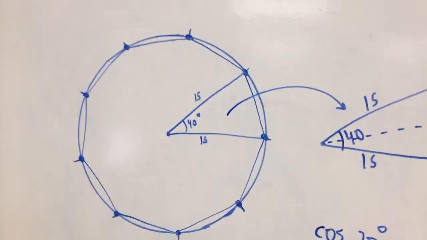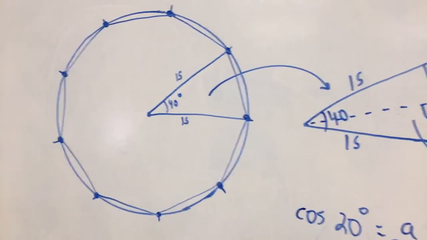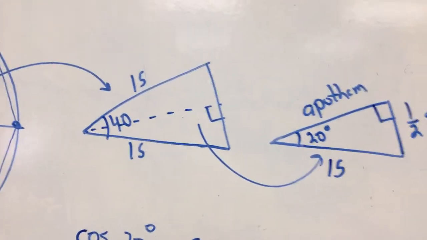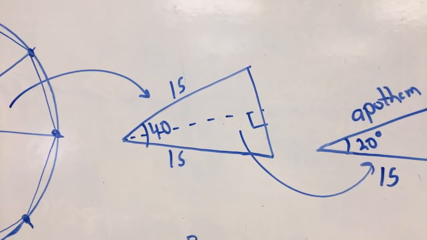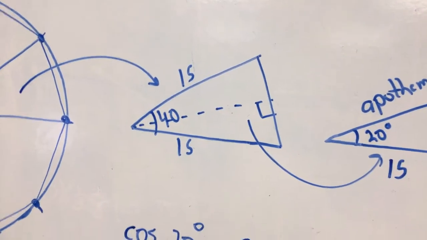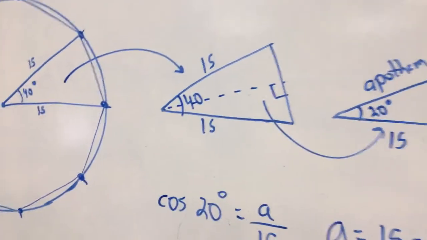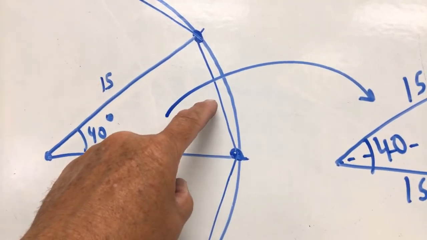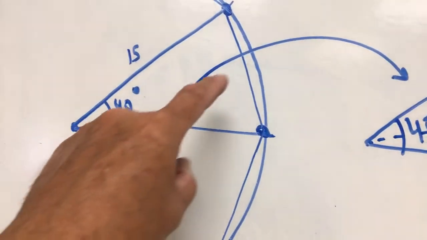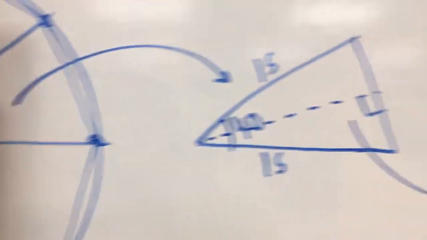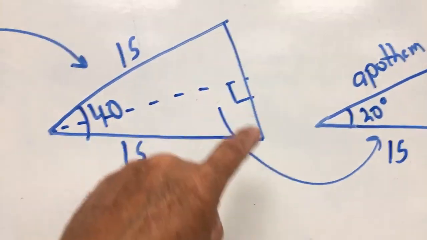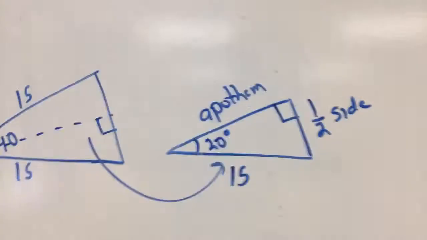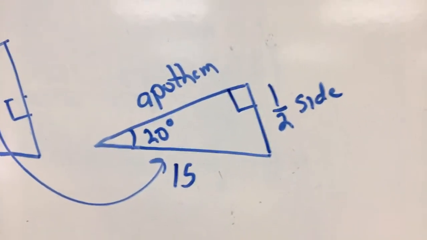Now, I'm going to take that little slice of the base and pull it out. So now I have a central angle of 40 degrees, and I have two 15-unit sides. Now I need the apothem. Remember, the apothem is the segment that goes from the center to the midpoint of a side, so it's going to cut this triangle in half. I took the bottom half and put it here. When you cut that 40-degree angle in half, you now have a 20-degree angle. I have a hypotenuse of 15, and I have half a side.